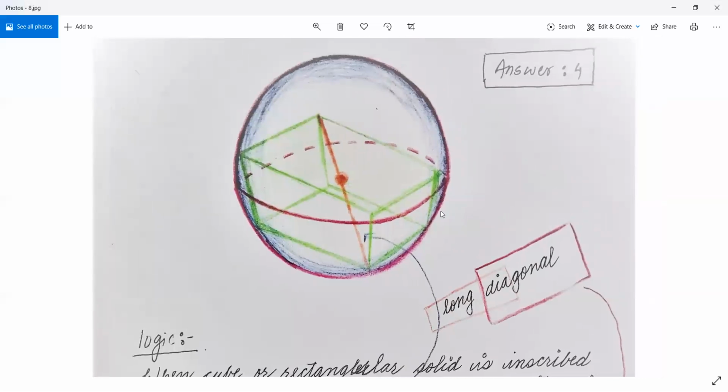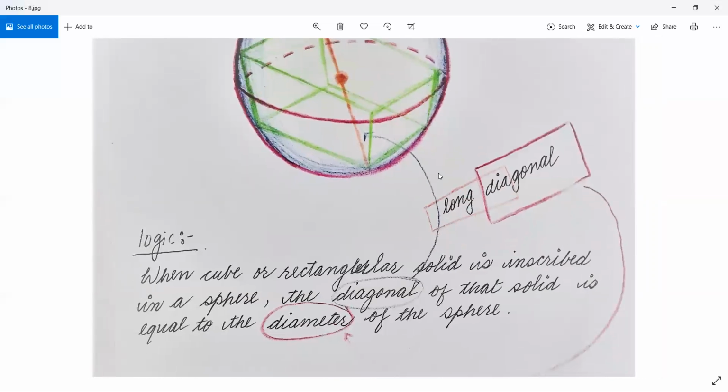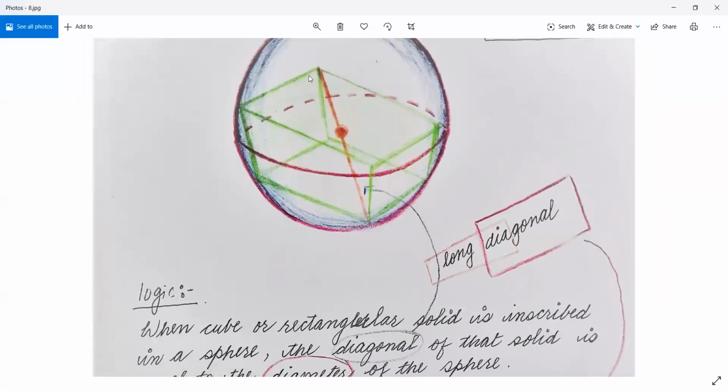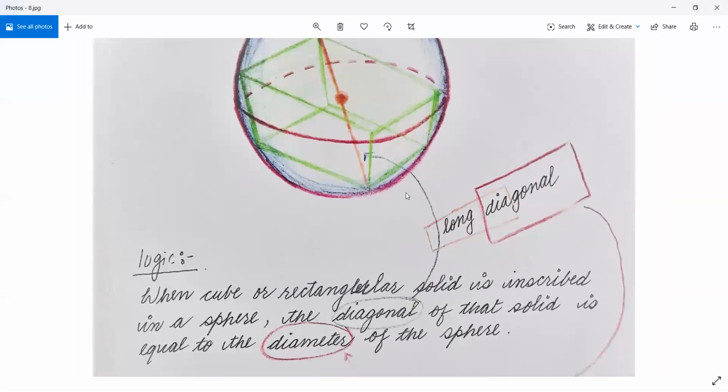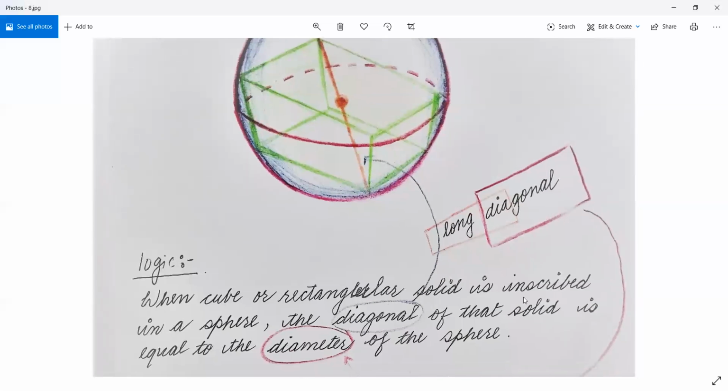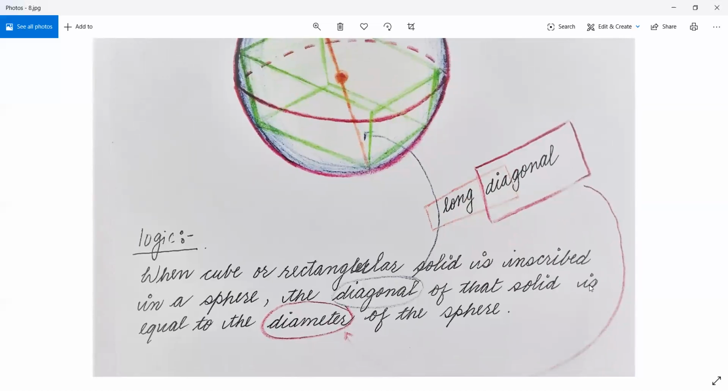The main logic about this inscribed solid geometry question is that when a cuboid, a rectangular solid, is inscribed in a sphere, the diagonal of that solid, the body diagonal, not a face diagonal, or it can be said as the longest diagonal of the rectangular solid, is equal to the diameter of the sphere.